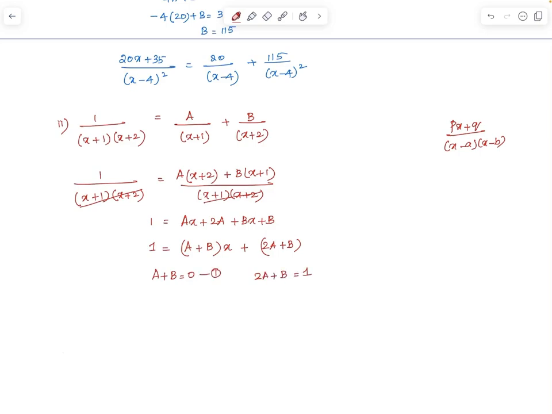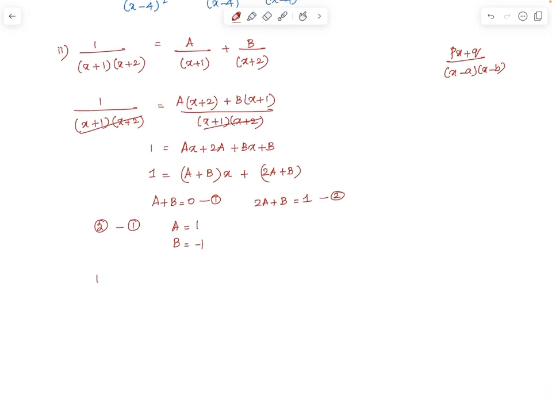Let's mark these as equation 1 and 2. 2 minus 1 gives A equal to 1. Substituting the A value in any one of these two equations, we get B as minus 1. So the given expression can be rewritten as 1 upon x plus 1 times x plus 2 is equal to 1 upon x plus 1 minus 1 upon x plus 2.